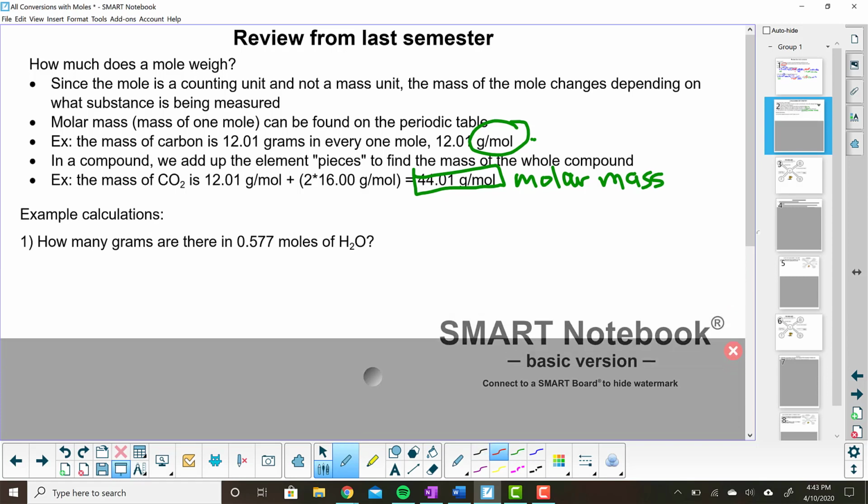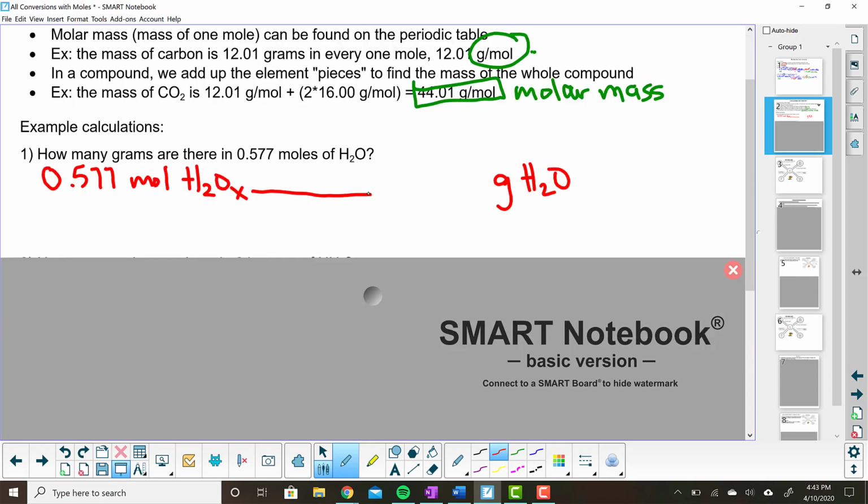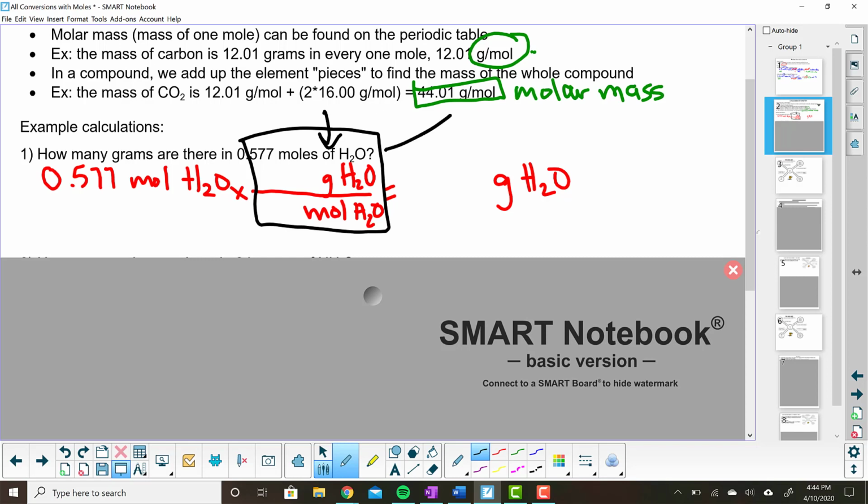So let's do one. 7 moles of H2O. So the units that go on the bottom, that's moles of water. And on the top, I'm going to have grams of water. The problem is, what is this conversion factor? What numbers go here? Since we have grams and moles in our conversion factor, that's the key that we need to be looking for: molar mass, right?